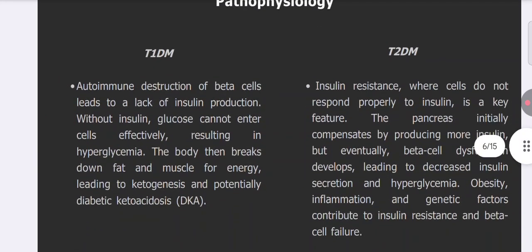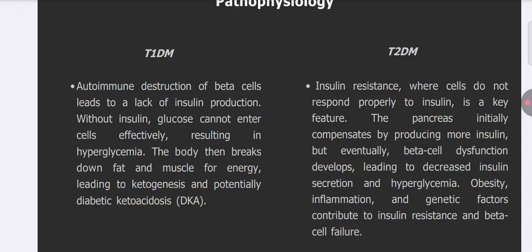For type 2 diabetes mellitus, what happens? Insulin resistance will be seen. So initially the pancreas will be producing more insulin, so that whatever the sensitivity has decreased, this should be leveled up, or this should be coped with.